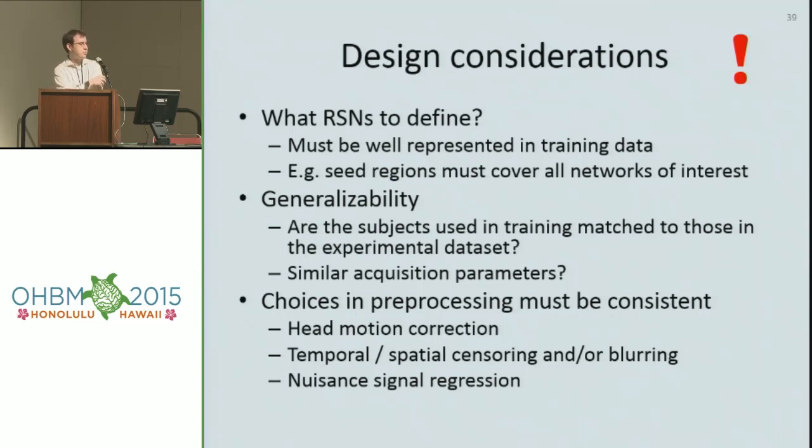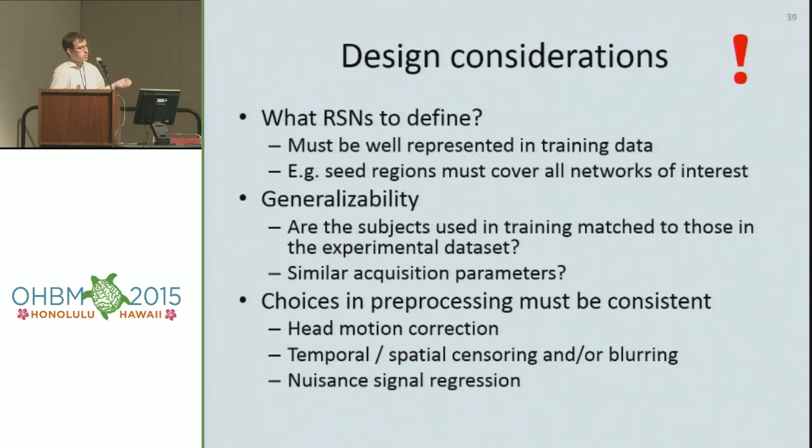Okay, so when you're setting up a supervised learning problem, there are several key design considerations. You need to build the variance of whatever you're looking for into the training data. So you must give examples of whatever RSN topography you're looking for in the training data set. And you must encode the variability across subjects. If you only include examples from one subject, a classifier is only going to learn that topography. So hopefully, if you include enough subjects, a classifier can learn variability across subjects that can then generalize to new untrained subjects.